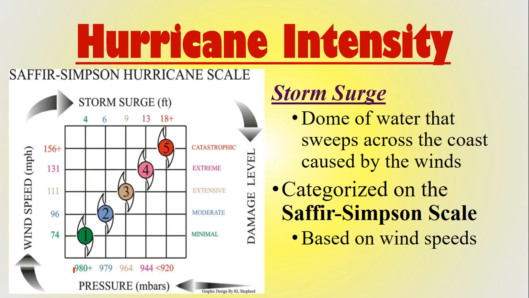Basically, what it means is as the pressure goes down, the intensity of the storm goes up, and because of that, when we get more winds, we get stronger storm surge. So you can look at this and see the stronger the category, the lower the pressure, the higher the wind speed, the higher the storm surge.